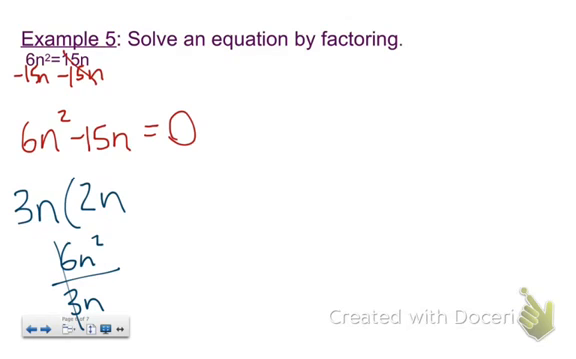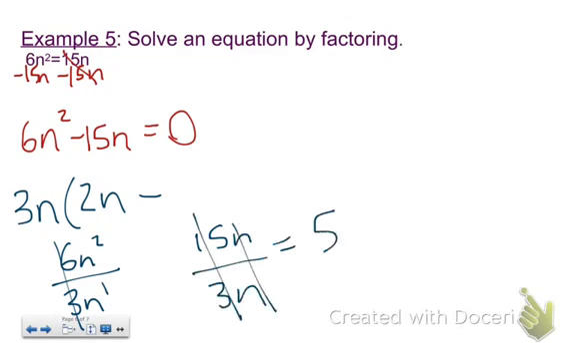So I'm left with 2n. N squared, minus 2 minus 1 is 1, so I'm left with 2n. Minus 15n divided by 3n leaves me with 5. So 2n minus 5 equal to 0. And again, I can multiply to make sure. 3n times 2n is 6n squared. 3n times negative 5 is minus 15n.